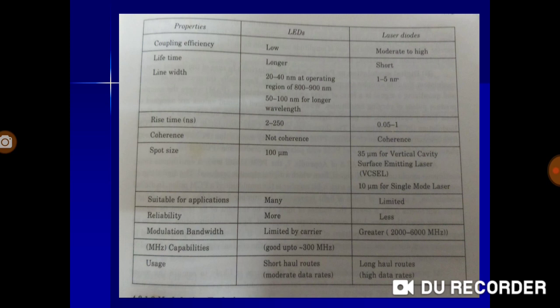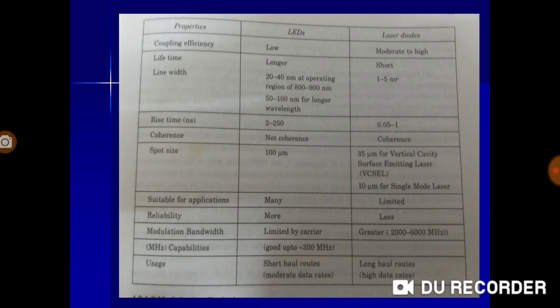Coherence. The next property that we talk about is coherence. Coherence means every photon that comes out, emitted from LED or laser diodes in whichever form, since light is coming out, if the photons have a constant phase relation, then it is known as coherent. If they do not have a phase relation between consecutive photons, then it is non-coherent. For LEDs it is non-coherent, and for laser diodes it's highly coherent.